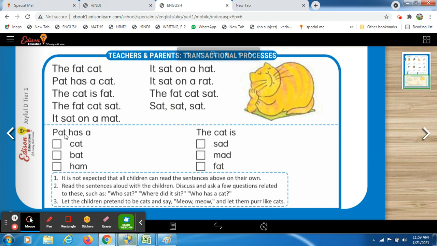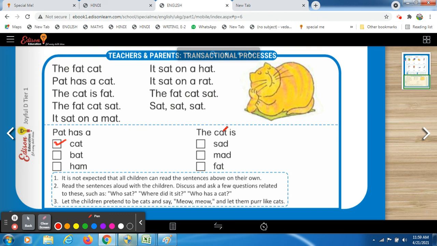Pat has a, pat ke paas kya tha? First, cat, b at a bat, her am a ham. What is the right answer? Cat. Pat ke paas kya thi? Cat thi. So the first option is right. So you have to put a tick on the first option. Okay. Now, come over here.